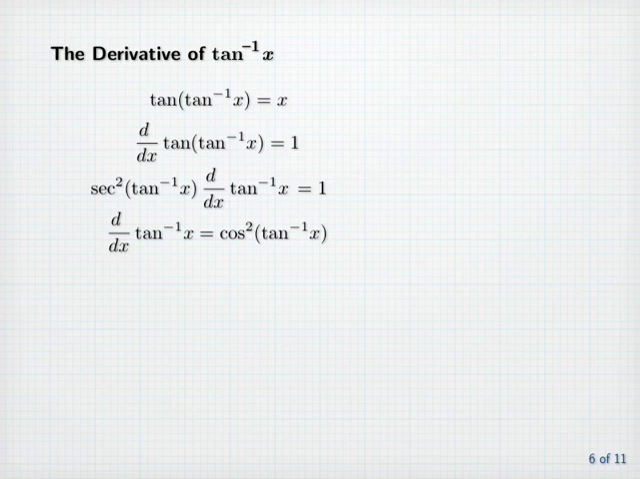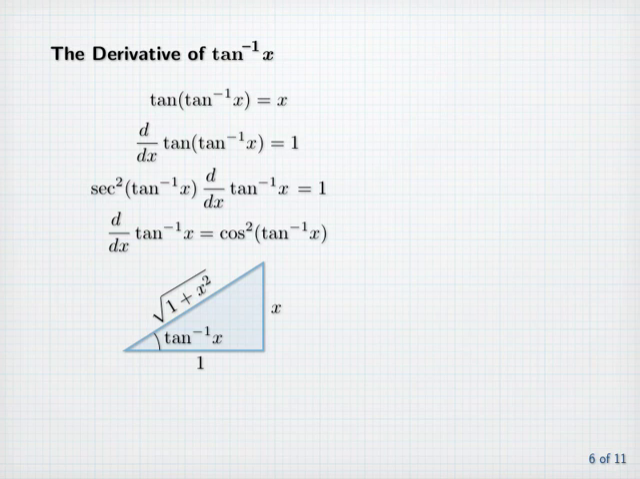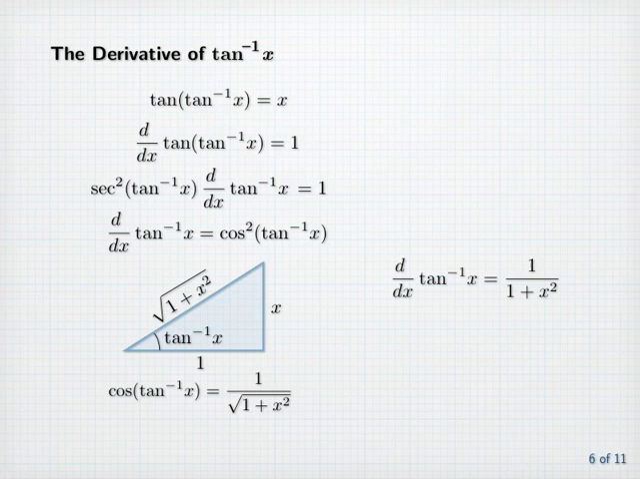Now let's simplify. Again, we'll use a right triangle for help. We'll label one of the acute angles as inverse tangent of x. Then the tangent of that angle is x, so we can label the opposite side x and the adjacent side 1. That makes the hypotenuse have length square root of 1 plus x squared. Thus the cosine of that angle is 1 over the square root of 1 plus x squared. Squaring that gives us 1 over 1 plus x squared as the derivative of inverse tangent x.